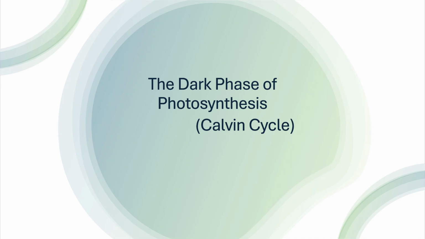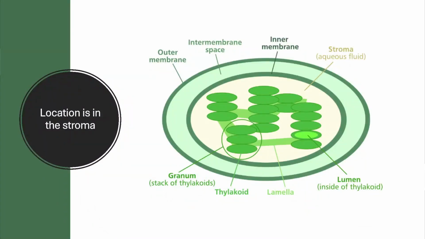Good day, we'll be talking about the dark phase of photosynthesis, also known as the Calvin cycle or the light independent phase. Now, this phase occurs in the stroma of the chloroplast. The stroma is the fluid-like substance found in the chloroplast. The same like in a cell, we have a jelly-like substance called cytoplasm, or in the mitochondrion we have the matrix. Now in the chloroplast we have the stroma.